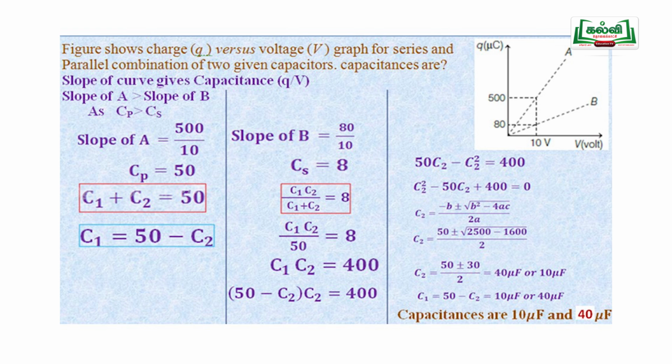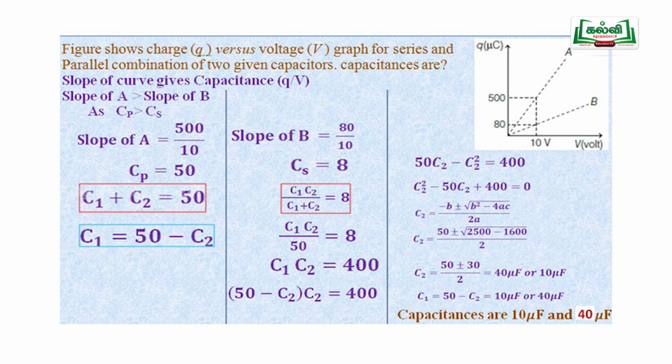You know very well which will be greater, CP or CS. CP will always be greater than CS. So definitely A represents CP and B represents CS. So I will find out the slope of A. The value is 500, here it is 10. So the slope of A is 500 by 10. Will it give you CP or CS? CP. Why? The slope of A is greater.